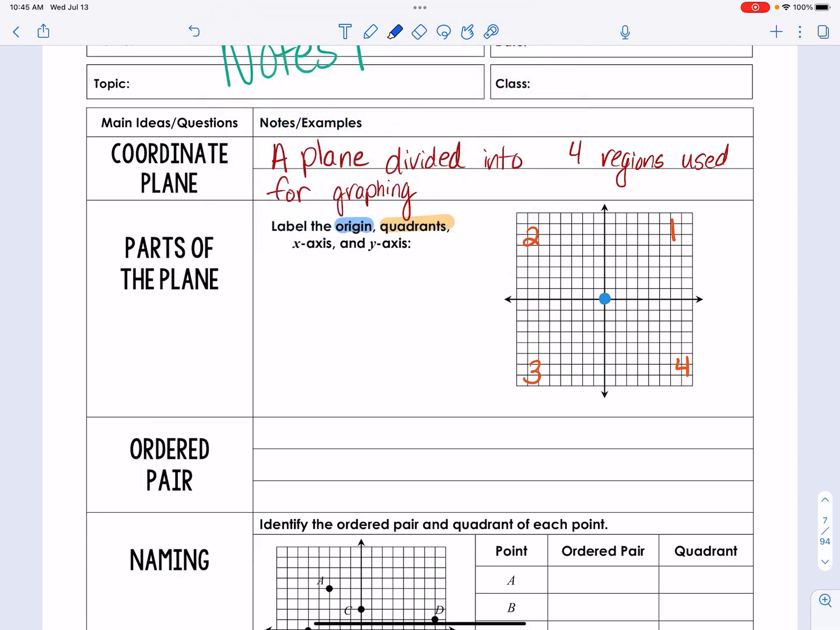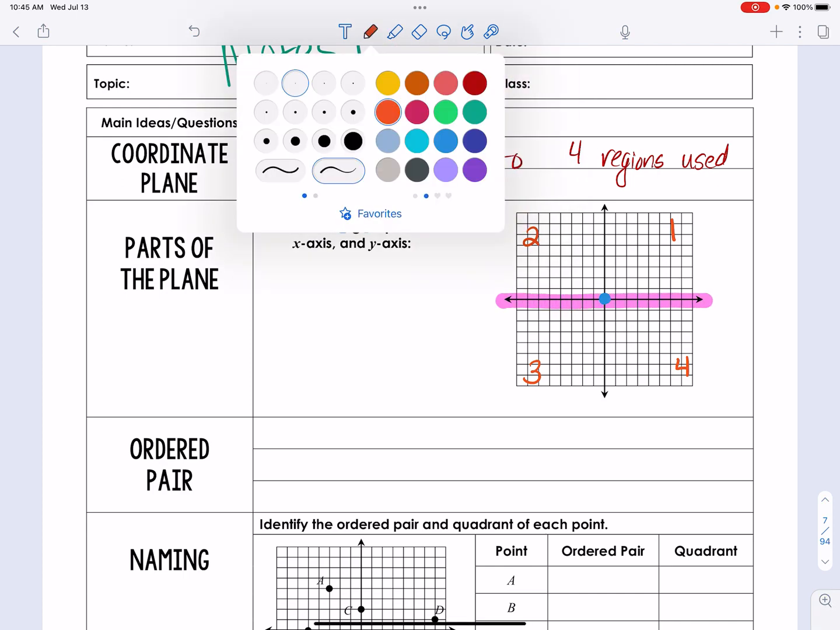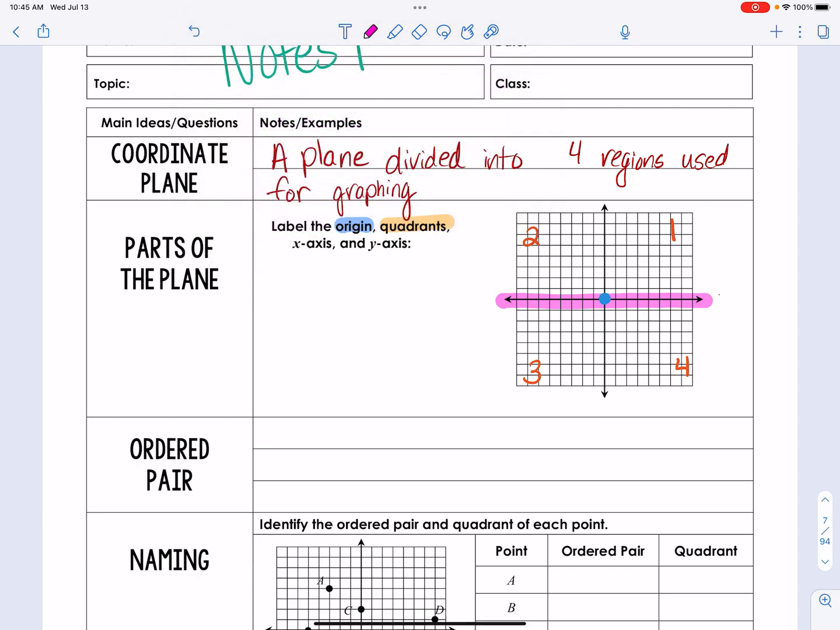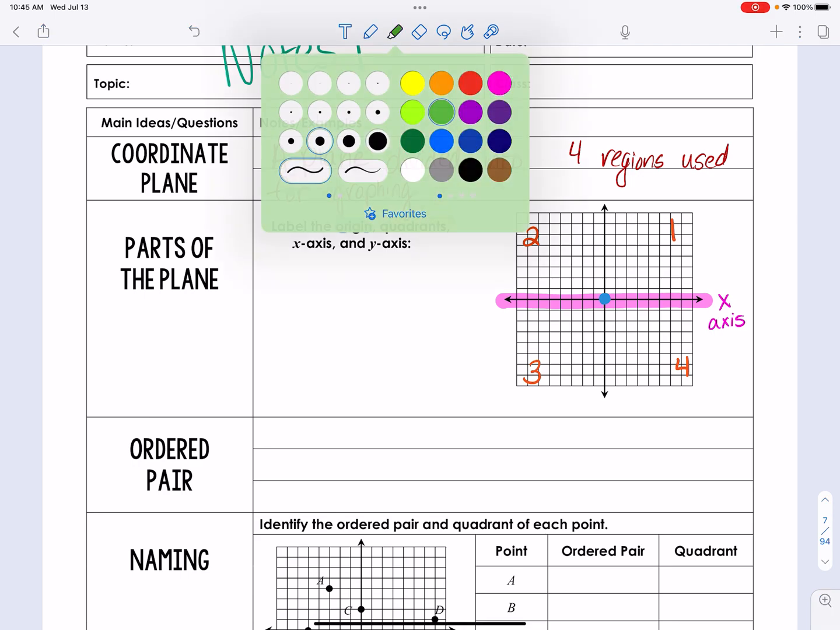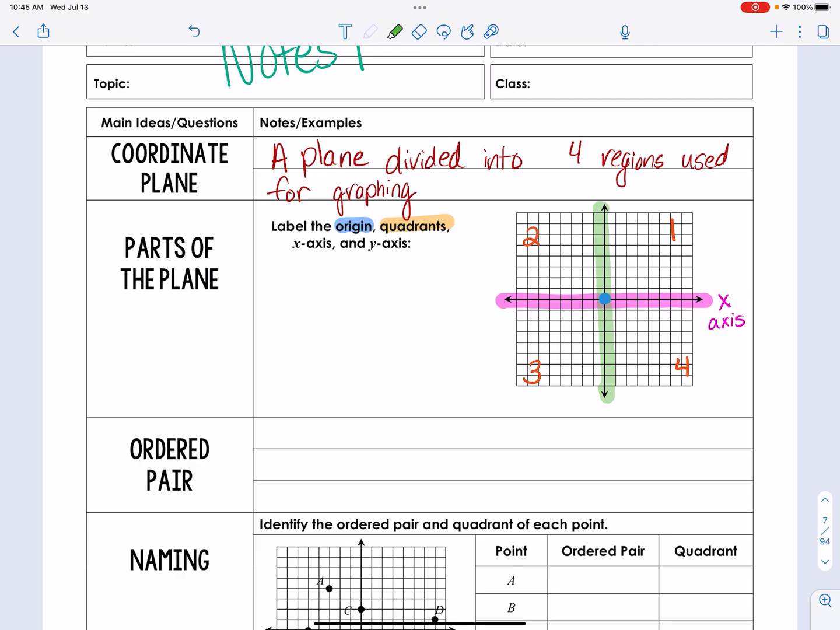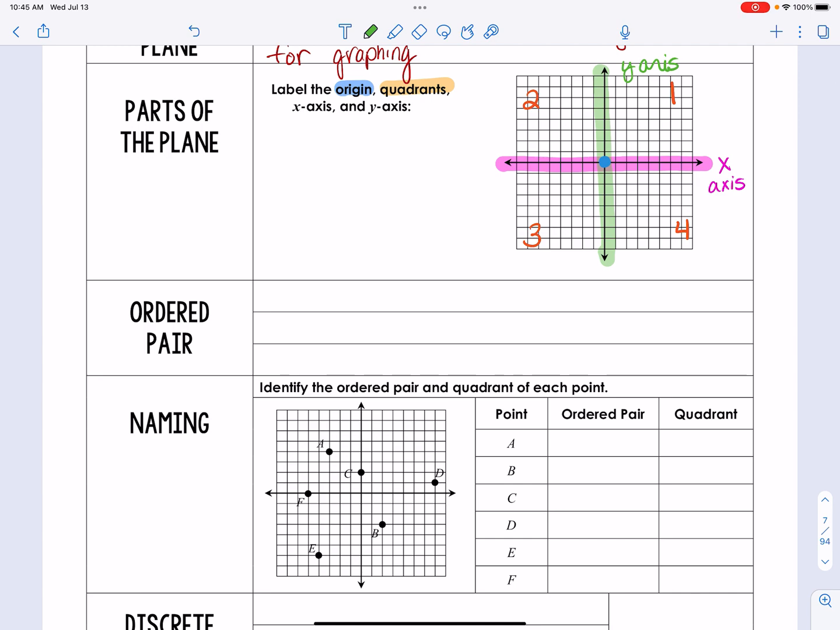Okay, we know that our x-axis is that axis. And then finally, we know that our y-axis is the vertical axis. Okay, so an ordered pair is just an x, y point on the graph. And when you do an ordered pair, you always do x and then you do y.